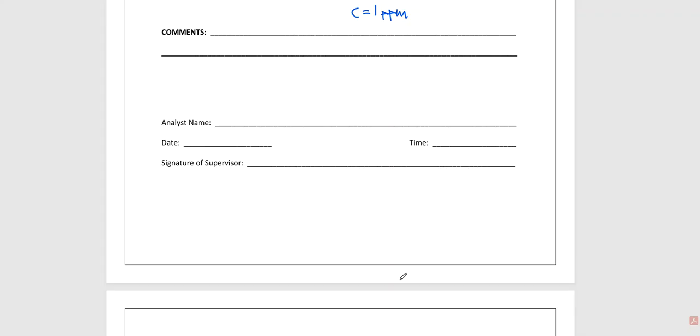Comments again. Write down what you think is important. Sign it, date it, time it. Supervisor will look at this information, make sure that everything is complete. We sign off on it, and you're good to go.